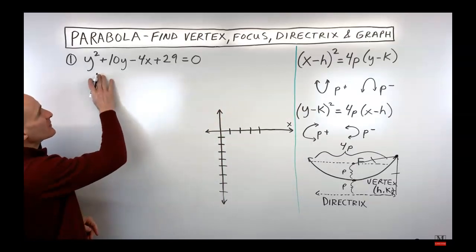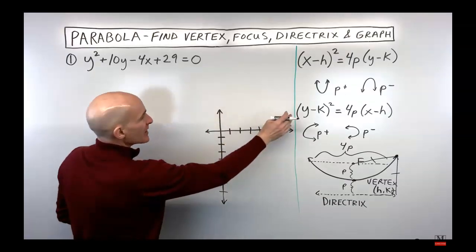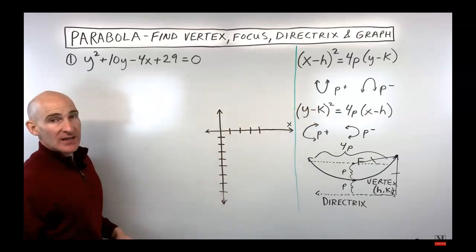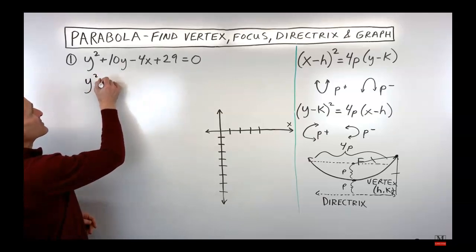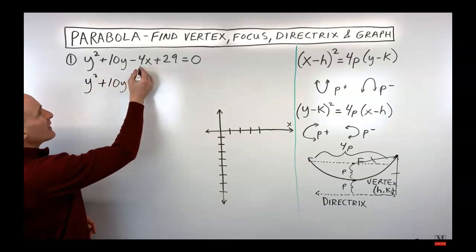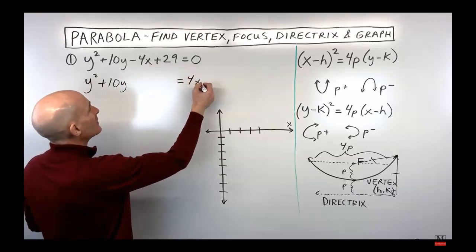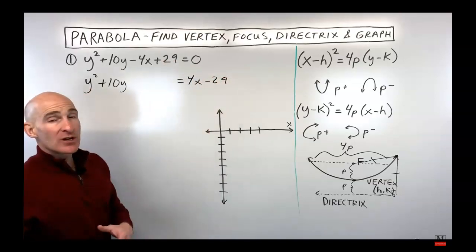The first thing you want to do is identify what type of form this is in. Is it a y-squared type or an x-squared type? Well, it looks like this is going to be a y-squared type, so this is the form we're going to be trying to get it into. So let's get everything that has a y on the left side of the equation, and everything that doesn't have a y, let's move it to the right. So we're going to add 4x to the right, subtract 29, and then now we're going to complete the square.